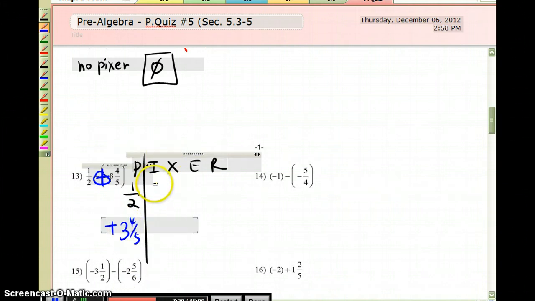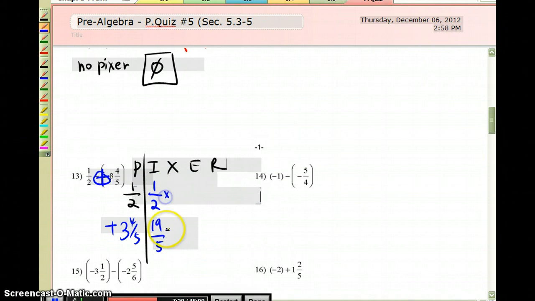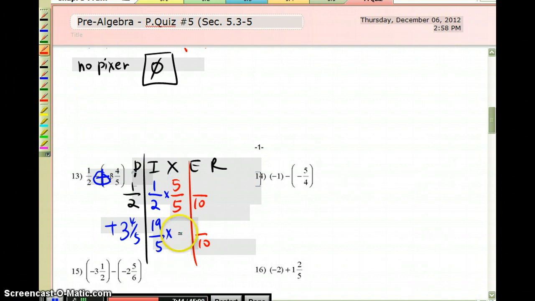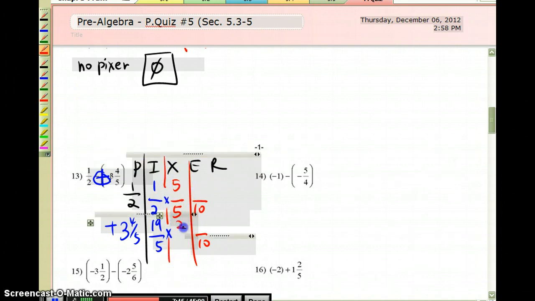I is the improper, so I'm going to make 3 4/5 an improper by getting 19/5. X is what I'm going to multiply to get to a common denominator, which is then going to give me E. The common denominator will be 10 and 10. So I'm going to multiply the 2 times 5. Whatever I do to the denominator, I also do to the numerator. So I'm multiplying, the X is the multiply, 5, 5. Here I'm multiplying 2, 2, because 5 times 2 makes 10.